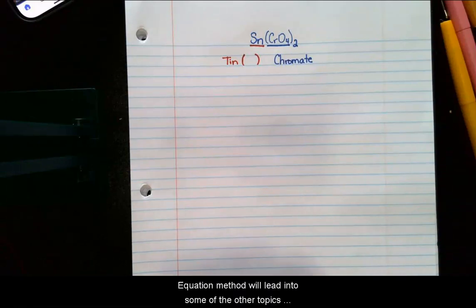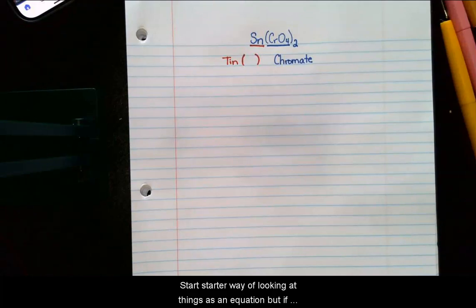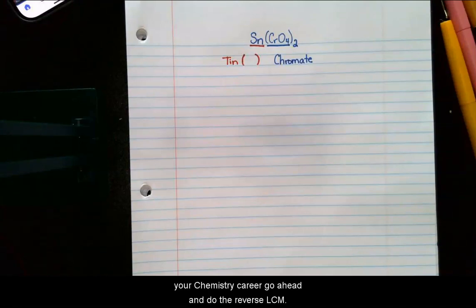The equation method will lead into some of the other topics that we're going to talk about, like balancing equations, and it's a great starter way of looking at things as an equation. But if that's a little too difficult for you right now in this part of your chemistry career, go ahead and do the reverse LCM. There's no harm in doing either one.